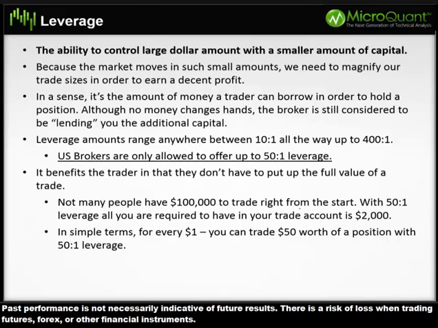Leverage amounts range anywhere between 10 to 1 all the way up to 400 to 1 in different countries. For the US though, we are limited to 50 to 1 leverage. And leverage really does benefit the trader in the fact that we don't have to put up the full value of the trade. It makes sense because not many people have over $100,000 to trade right from the start, but with 50 to 1 leverage, all you're required to have in your trading account is $2,000 and you can still trade with $100,000. In the simplest of terms, for every $1, you can trade $50 worth of a position with 50 to 1 leverage.